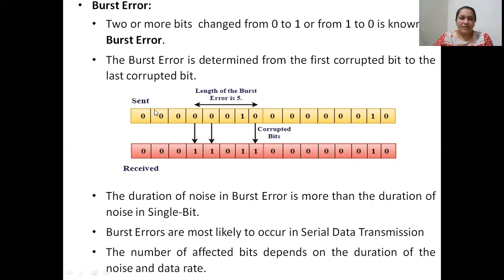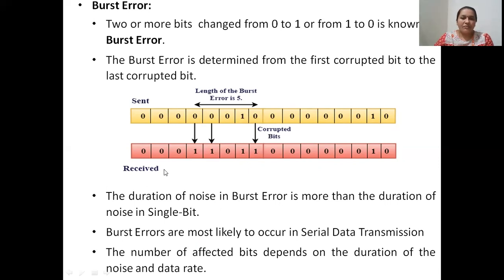So in the sent bits, the bits from bit 4 to bit 8 were 00010. So these were the bits which were sent. But at the receiving end, these bits were received as 11011. So these 5 bits are wrong out of the entire sent bits. Rest all bits have been received correctly. So these 5 bits are called corrupted bits, and the length of the burst error is 5.